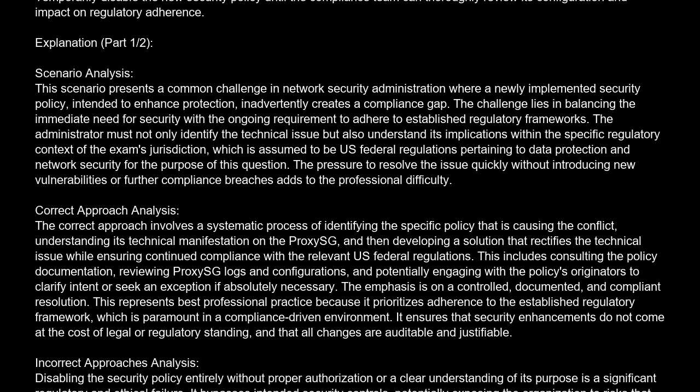This represents best professional practice because it prioritizes adherence to the established regulatory framework, which is paramount in a compliance-driven environment. It ensures that security enhancements do not come at the cost of legal or regulatory standing, and that all changes are auditable and justifiable.